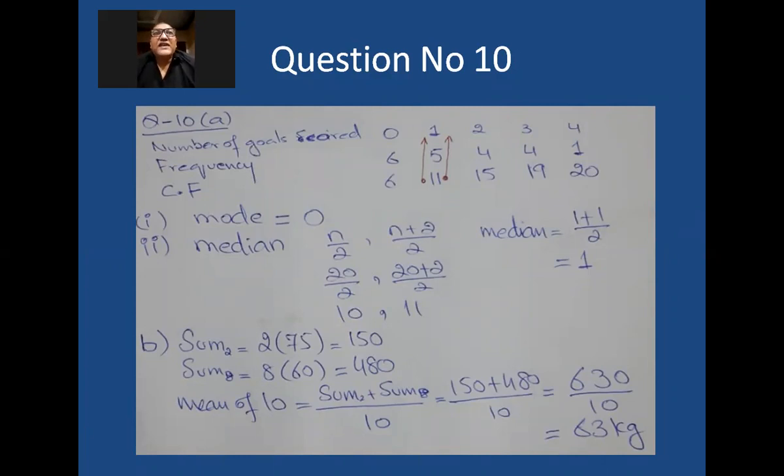The mean of 10 will be the sum of 10 divided by 10. The sum of 10 will be sum of 2 plus sum of 8, divided by 10. Sum of 2 is 150 plus 480, divided by 10. So it will be 630 divided by 10, and that will be 63 kg. So the mean mass of the 10 players will be 63 kg. Hopefully you have understood how this is done.